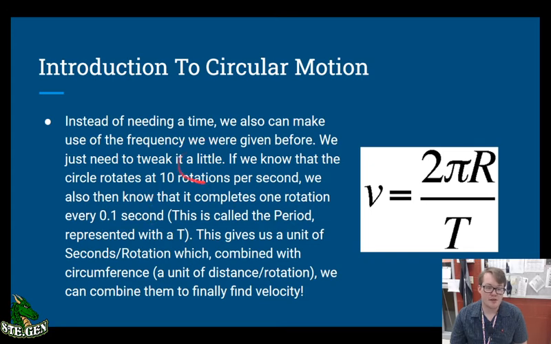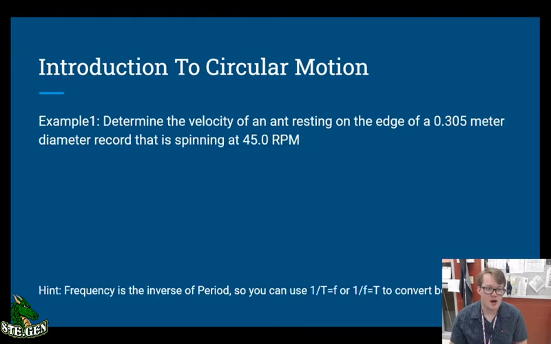It's represented with a capital T. So we said earlier that let's take our circle rotating at 10 rotations per second. That means that it also completes one rotation every 0.1 seconds. It takes 0.1 seconds to complete a full rotation. So if we do this, we can plug that number in, that 0.1 second per rotation. 2 pi r is the distance per rotation. The rotation part will cancel. We'll be left with distance over time. Bada bing, bada boom. We got ourselves a velocity. So that's the equation we'll use for finding velocity when we're talking about circular motion.